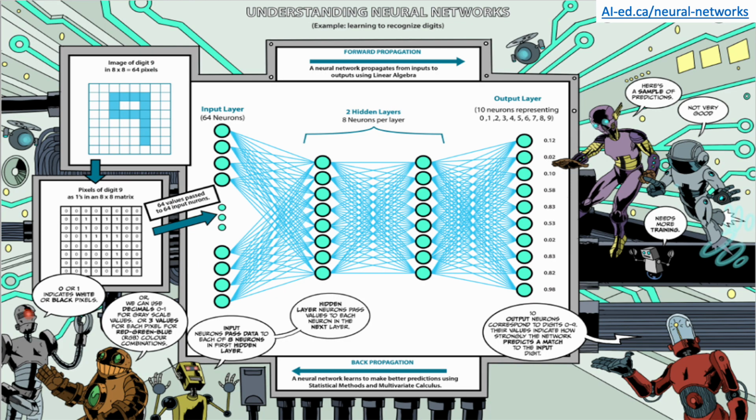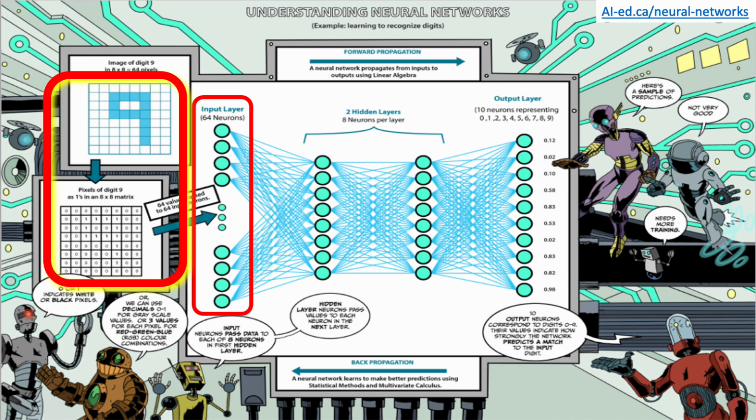Here is an example of a neural network. This network is learning how to recognize digits 0 to 9. It has 4 layers of neurons. The first layer of neurons is the input layer. When a digit is input, grayscale or color values of its pixels are sent to the input layer.